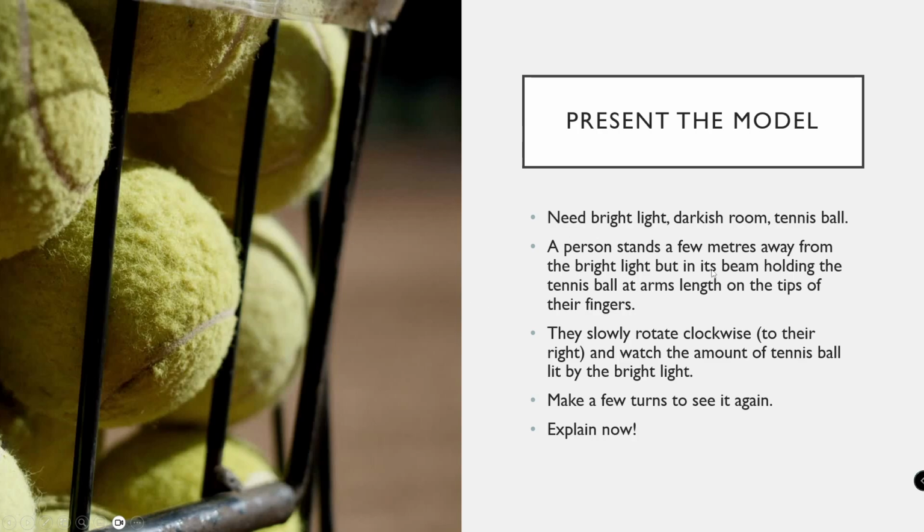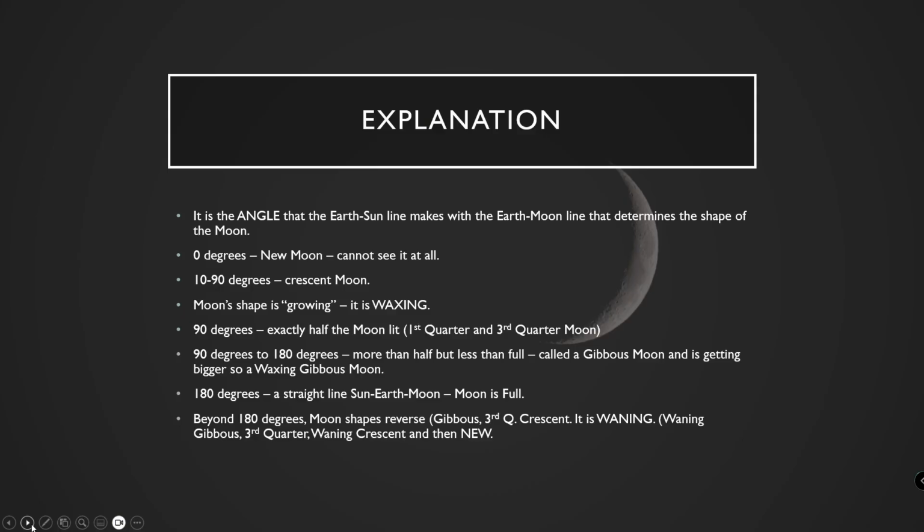If you want to show a student this, it's a good opportunity. Get a dark room, a tennis ball, a swivel chair, and a person stands a few metres away from the bright light, holding the tennis ball out, arm stretched, in their fingers, and as they spin on the chair and rotate, they will actually see from their perspective, with a light going on them, the changes in phase. But a person standing away will just see the tennis ball half lit up the whole time. If we're in schools, I'd show you. But anyway, that's the scientific explanation.